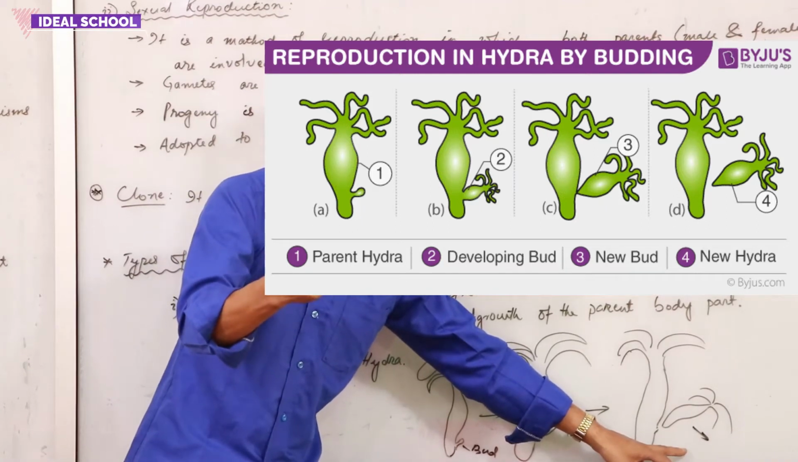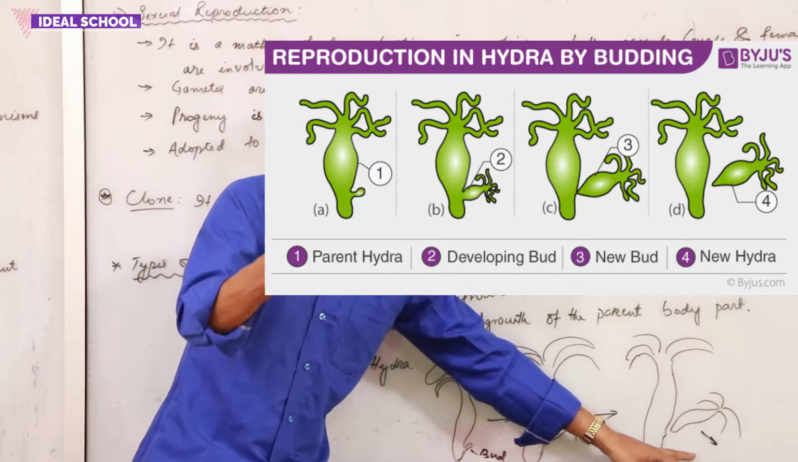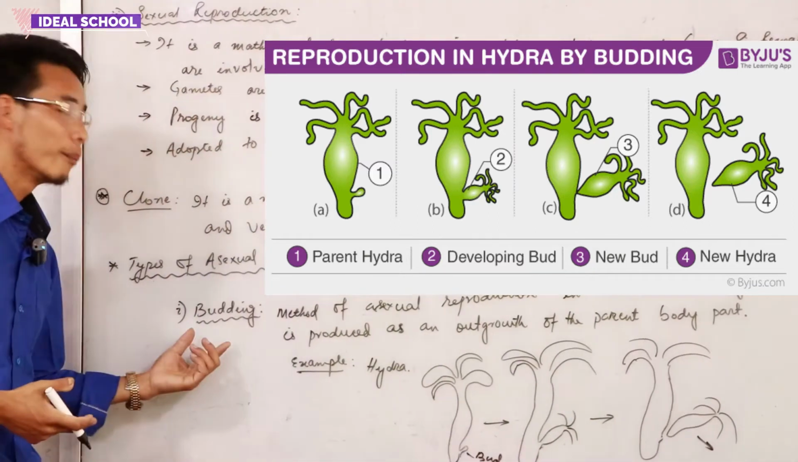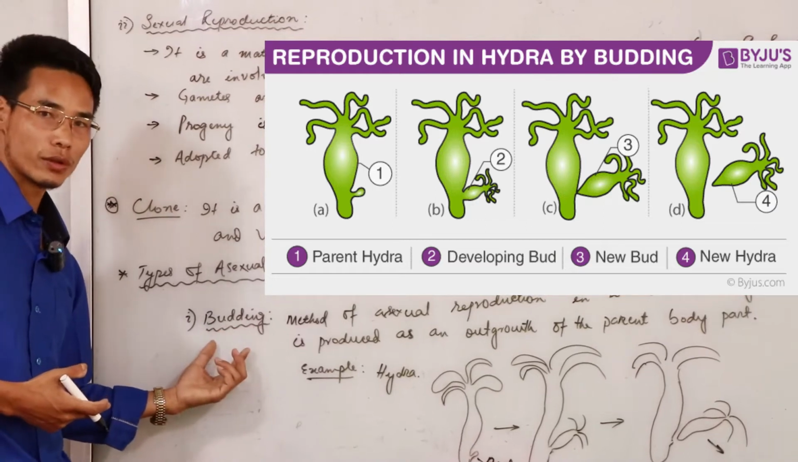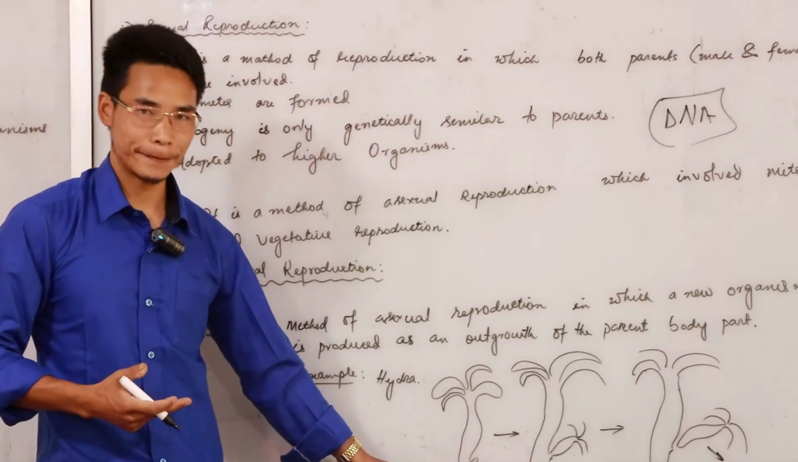That type of organisms involved in asexual reproduction are called budding. This is the first type of asexual reproduction. An example of budding is hydra.